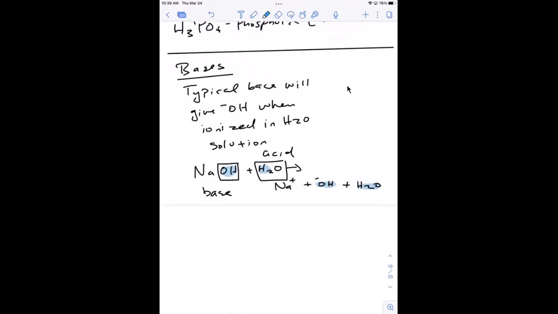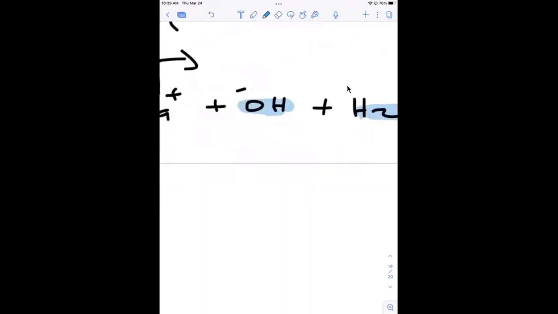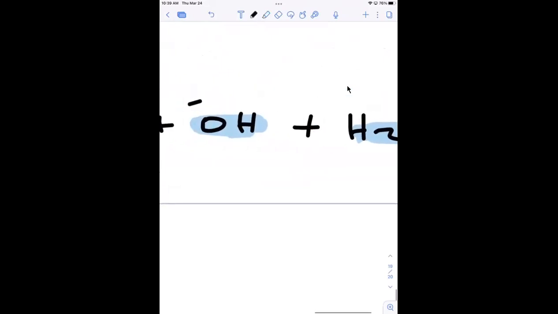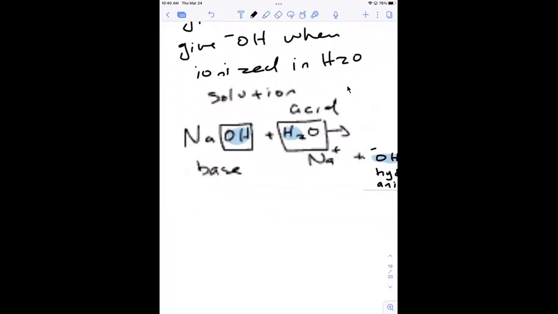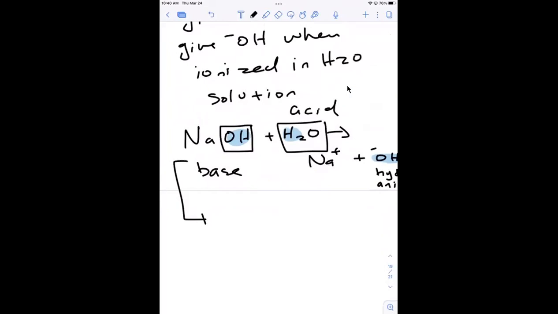All right. So most of the time, if you have a base, it's going to give an OH as one of the byproducts. So this is hydroxide. So the hydroxide anion is kind of proof that a base is present. Right? So any hydroxide salt is going to be considered a strong base.